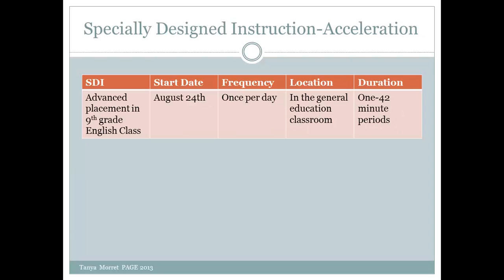Matt is going to be advanced, but he's going to be given advanced placement in 9th grade English class. It starts the first day of school, once per day, location, basically in the general ed classroom. Gifted support teacher in this case really doesn't have a role in this process other than to make sure the assessments and things are happening the way they need to be and are being collected and communicated to parents. This is what I would consider an acceleration goal that is based on a whole subject.